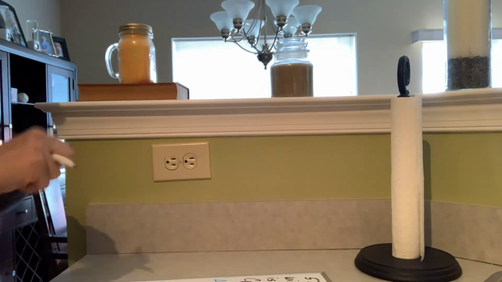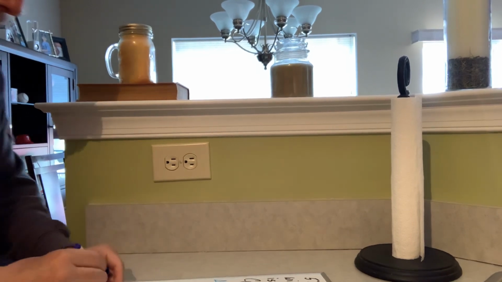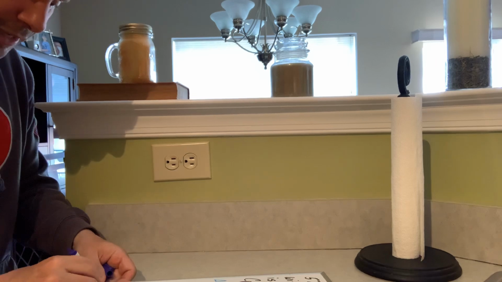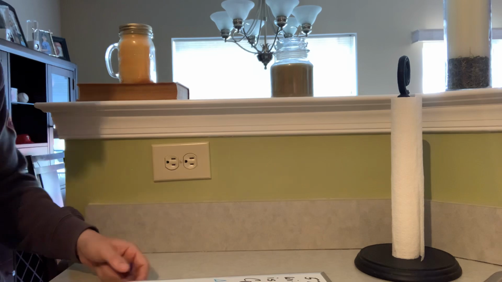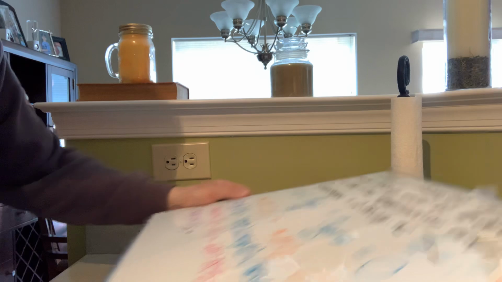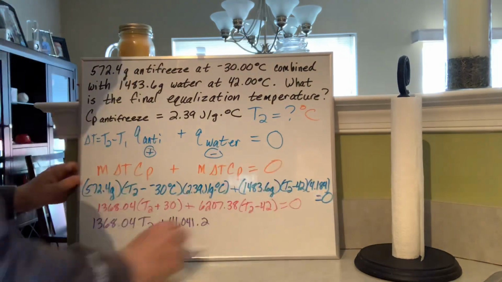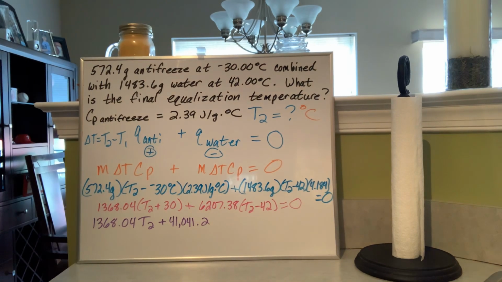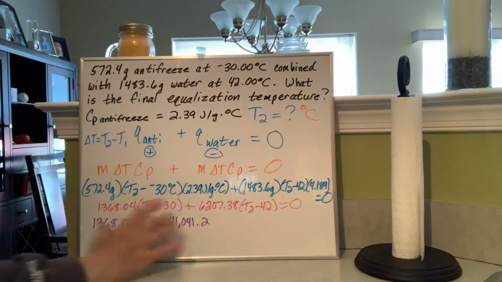1368.04 times T2. Well, I don't even need a calculator for that. All right, well, 1368.04 times T2 is 1368.04 T2. And then times 30, we get 41,041.2. All right, so there, I just busted through that, John, and I got rid of my parentheses. Okay, so this is here.